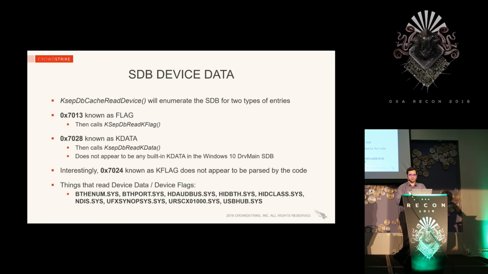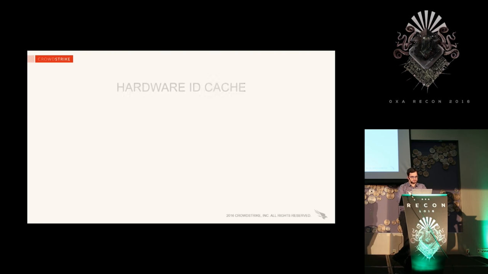So who actually reads device data or device flags? You've got a Bluetooth driver, port driver, enumerator, the audio driver, the audio bus driver, the Bluetooth HID driver, the generic HID driver, NDIS, which is the network driver in Windows, UFX Synopsys, and URSCX, which I'm not sure what those do. I think it's another type of Bluetooth type stuff. And then USB hub, which is the USB driver. So all those drivers recognize that some devices that they manage are strange, and if the device flags match particular HIDs on your machine, these drivers will act differently, either fixing errata or working around a hardware bug that might exist.